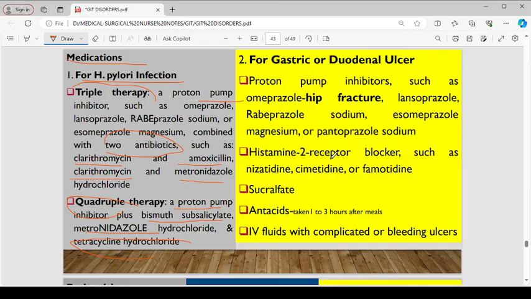For the gastric or duodenal ulcer, we need a proton pump inhibitor such as omeprazole. And remember, chronic use of omeprazole can place a patient at increased risk for developing hip fracture, right? The other proton pump inhibitors we have are lansoprazole, rabeprazole sodium, esomeprazole magnesium, and pantoprazole sodium.